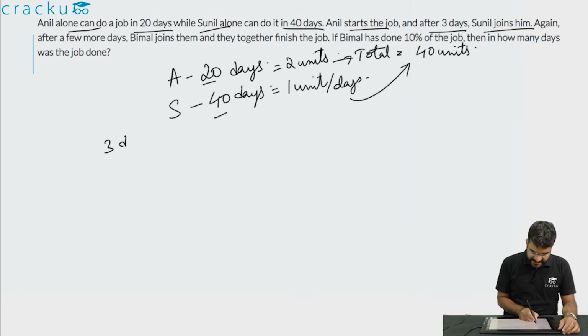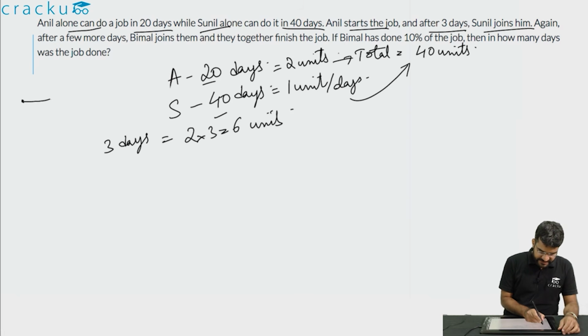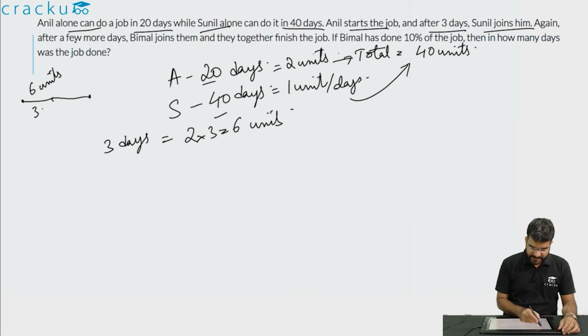So in the first 3 days Anil will do 2 into 3, that is equal to 6 units. So for the first 3 days Anil alone will work and he will complete 6 units of work. Then Sunil joins him and both of them work for some time. And after a few more days Bimal joins them and together they finish the work. So here Sunil joins and after some time Bimal joins. Here all 3 of them work and then the work is finished.